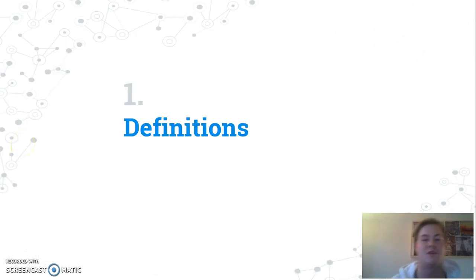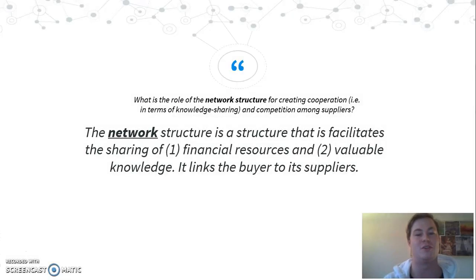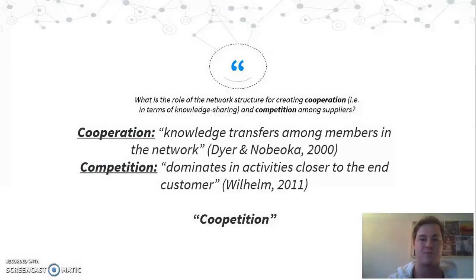So, first part, definitions. With these definitions we're going to clarify the main question. The first definition is network structure. The network structure facilitates the sharing of financial resources and valuable knowledge. Within this network structure, in this case Toyota is linked to its suppliers, and Toyota is initiating the sharing of knowledge within this network structure.